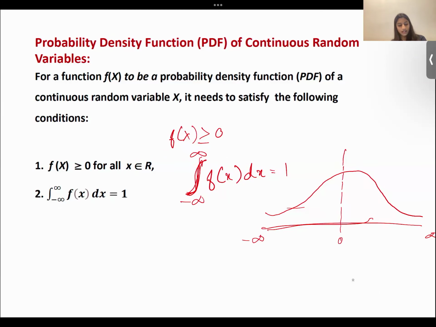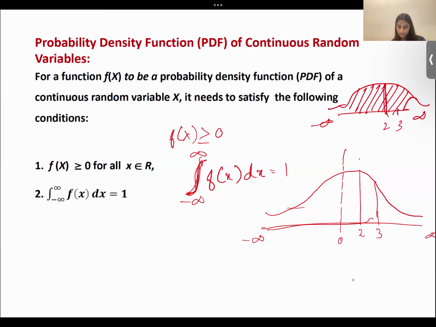Let's say you want to calculate the probability of the values lying between 2 and 3. What do you do now? The integral from minus infinity to plus infinity is the whole area under this curve, but you just want the specific area between these numbers.